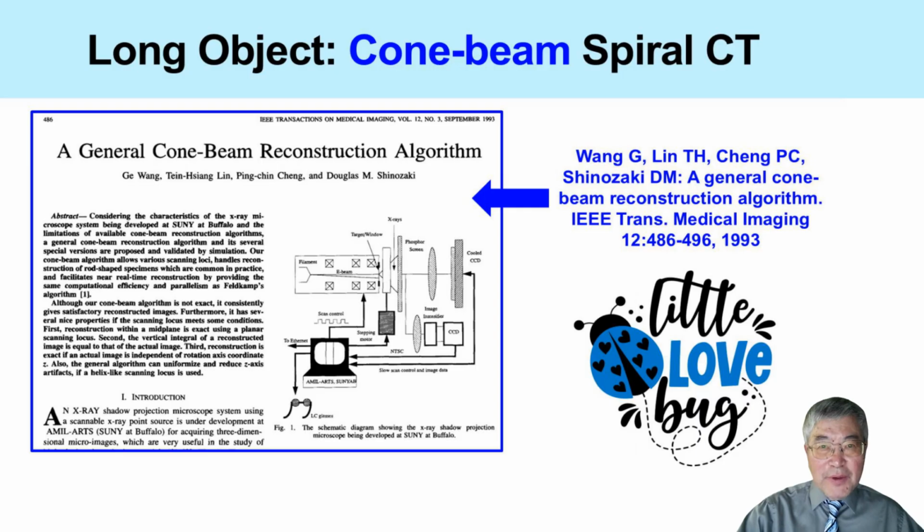To solve this problem, I derived a generalized Feldkamp-type algorithm for cone beam spiral CT reconstruction. The spiral trajectory allows the system to scan along the length of the object so that long samples can be reconstructed more effectively. Later, we realized that this problem was not only important for microtomography, but it also has major applications in medical imaging because the human body is a long object.